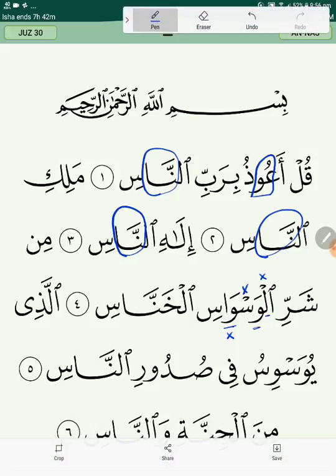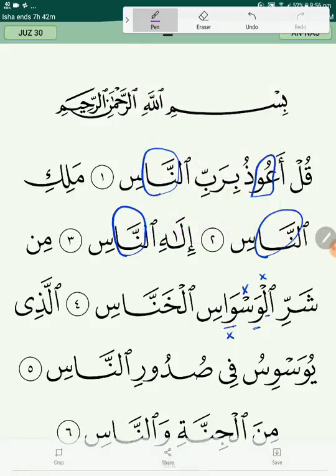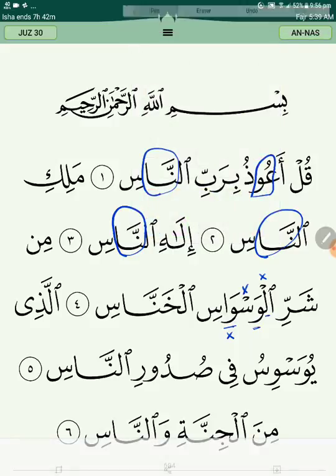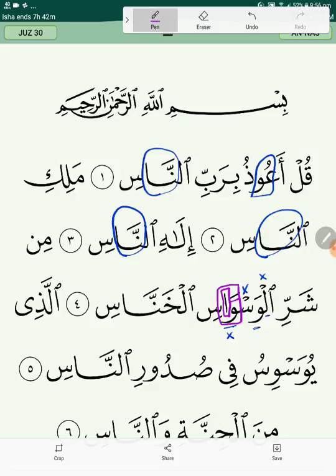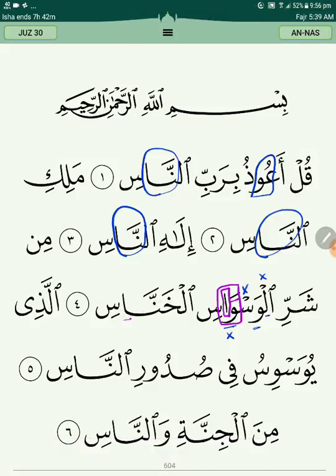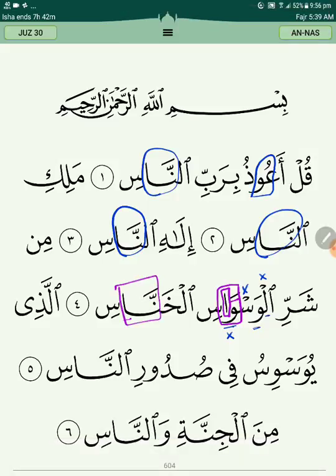Then another here you can spot, but over here if you see that the mud letter is there, alif, and it is preceded by a fatha on the previous letter. So wa is madul asli. Coming to the next letter, khannas, here we have the mud letter and the letter previous to it has a fatha, so again this is a madul asli.